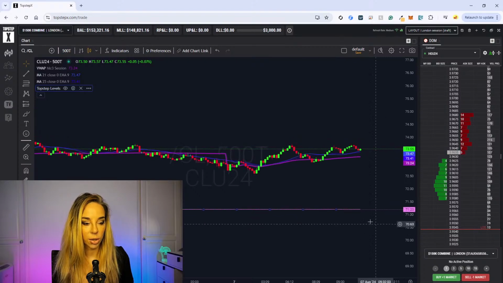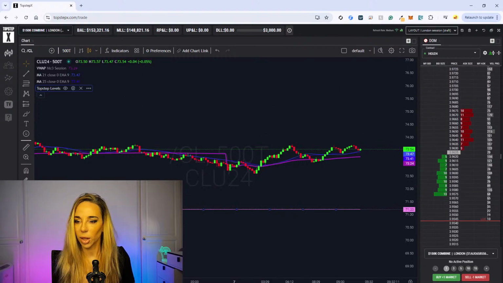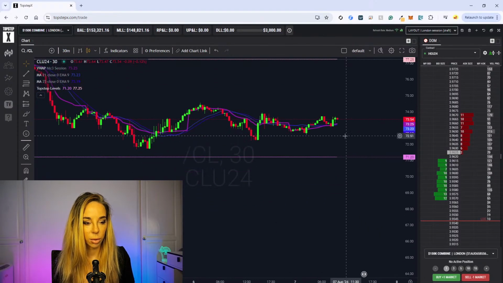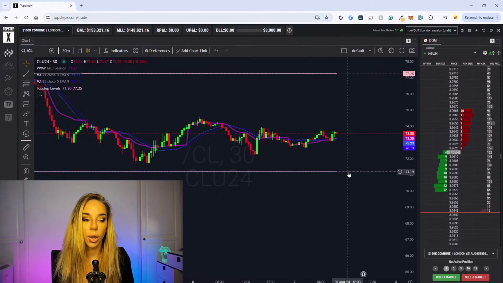And here we are. So we have Hoag's weekly, what is this one? Let me change to a different time frame chart because we can see it better. All right, weekly kickoff high is 77.25, weekly kickoff low 71.19.